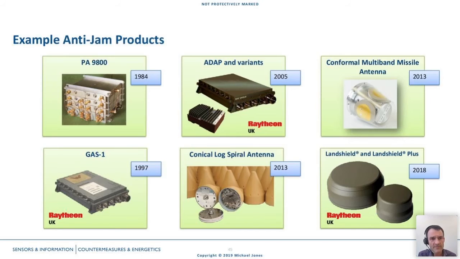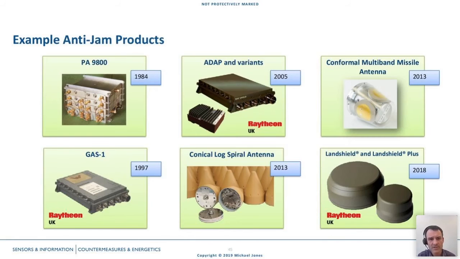And those sort of early products informed something called the GAS-1, you can see at the bottom left, which is a Raytheon product. And that was around about 1997 that came out. And that became the de facto standard anti-jam technology, which is still deployed today on fast jets, on the Typhoon and the F-35 and all these kind of platforms. It's kind of got replaced around 2005 with something called the ADAP, which looks very similar, but it's using digital techniques.